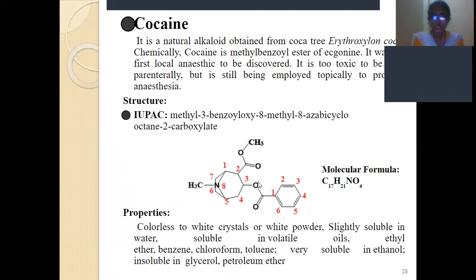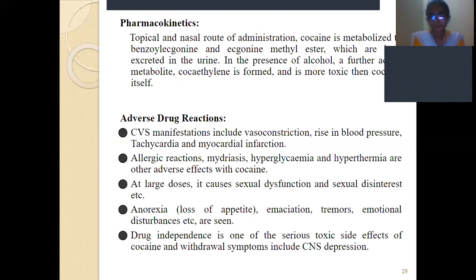Regarding the properties, it is colorless to white, crystalline in nature, as crystals or powder. It is slightly soluble in water and soluble in volatile oils, ethyl ether, benzene, chloroform, and toluene. It is very slightly soluble in ethanol, and insoluble in glycerin and petroleum products. Now the pharmacokinetics.